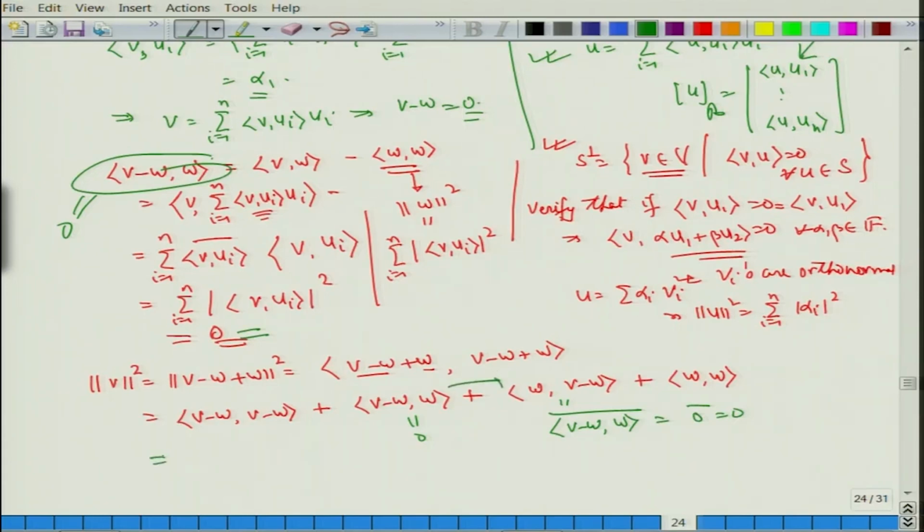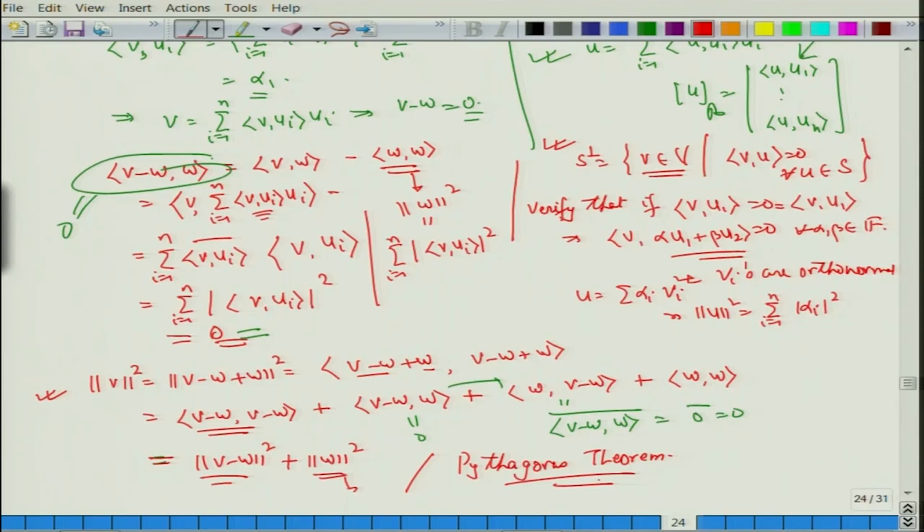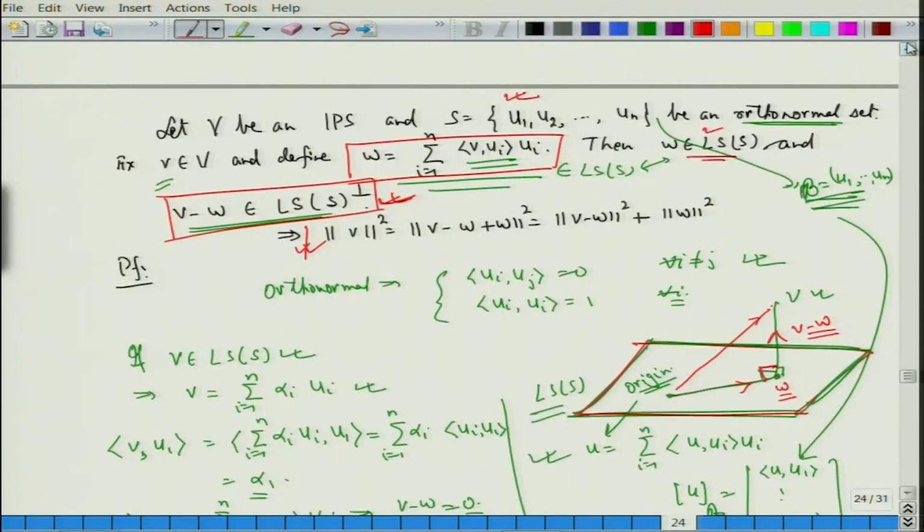So what I'm left with is norm of V minus W whole square plus norm of W square. This is what we have, the Pythagoras theorem. This is what we are saying in some sense, that hypotenuse square is equal to the base square plus the perpendicular square. So this is just rewriting what is called the Pythagoras theorem. We have put it in a different framework, that's all, nothing else. Fine. So we have proved this theorem now.